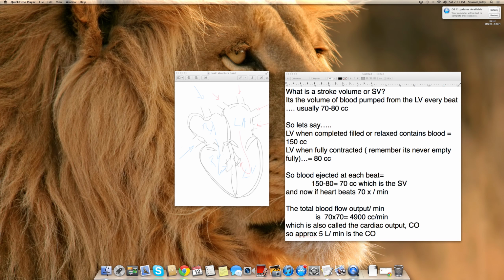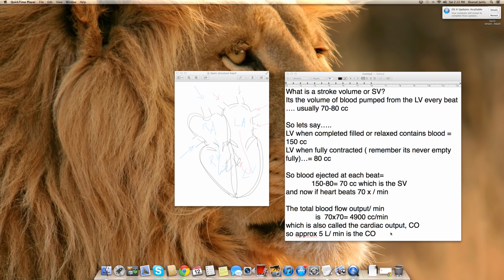Now, if you multiply that by the number of beats per minute, we know the number of beats are about 70 a minute. So taking that as an example, say for instance, 70 times a minute the heart contracts. So each contraction sends 70 cc's. So the total amount of blood that's sent out per minute will be 70 times 70, that's 4,900 cc's per minute, which is roughly 5 liters per minute, and it's also called the cardiac output, or CO.